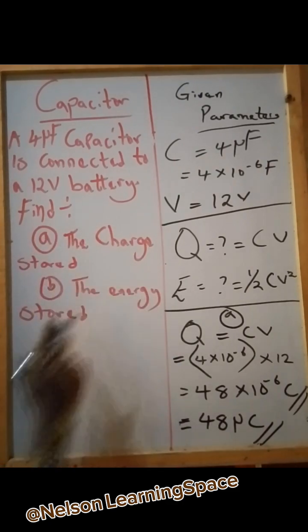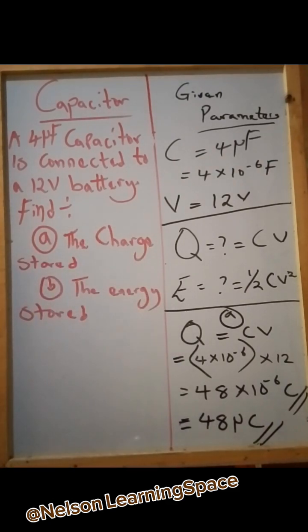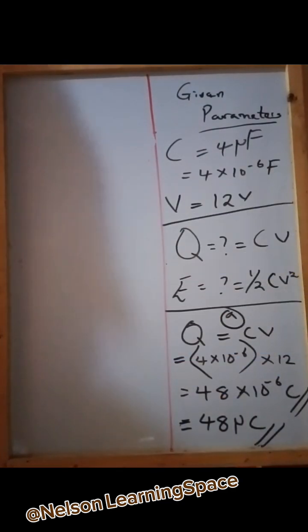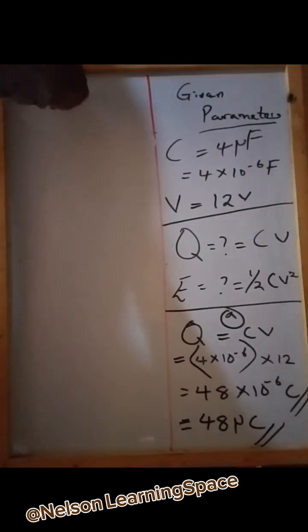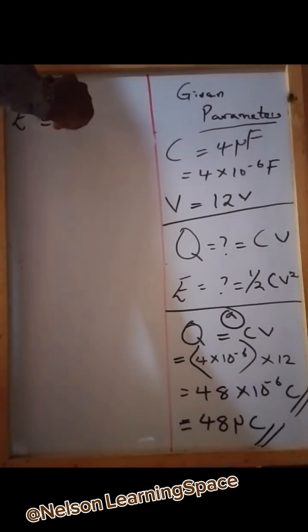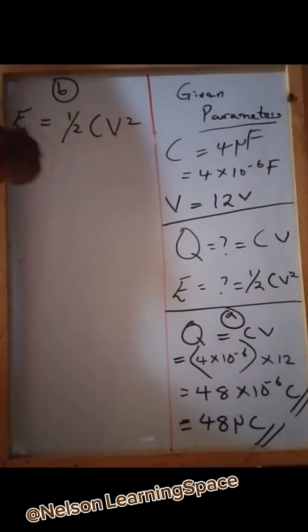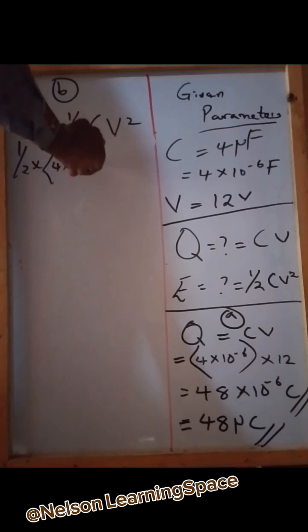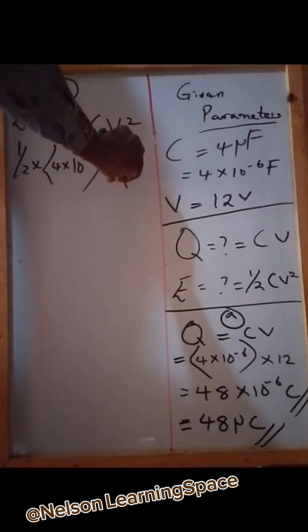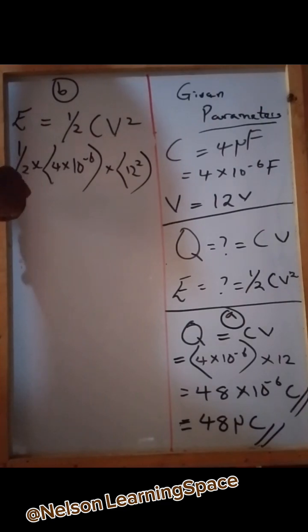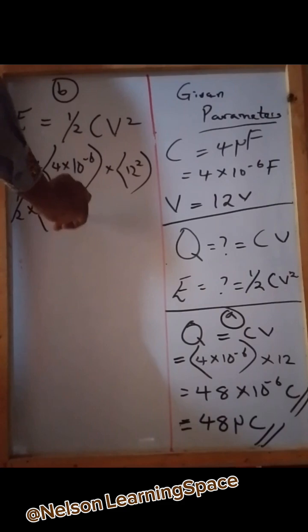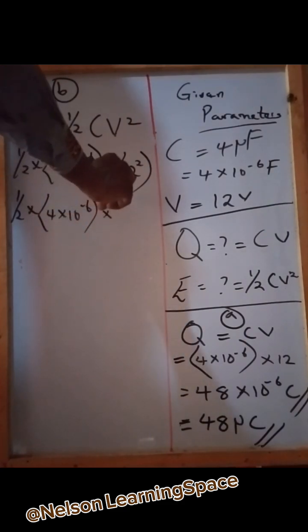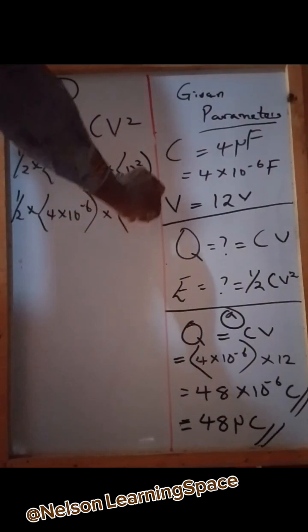Now let's try B, but I have to rub off the board. A moment, please. Okay, we're back. Then B, the energy stored. And we say the energy stored is equal to what? Half CV squared. That's half multiplied by, what's our C? 4 times 10 raised to the power minus 6. What's our V? 12. That's 12 squared. And that is equal to half multiplied by 4 times 10 raised to the power minus 6 multiplied by 144.